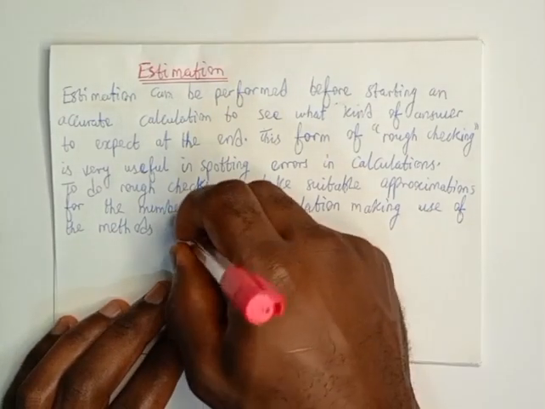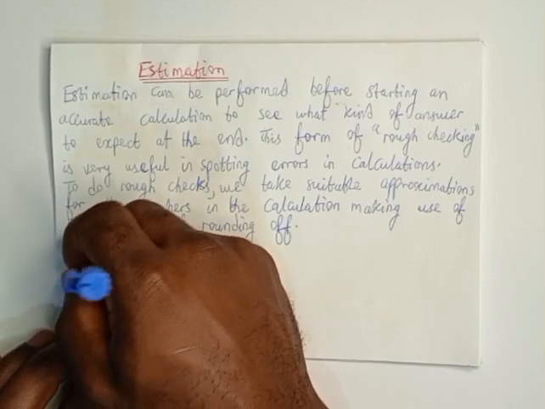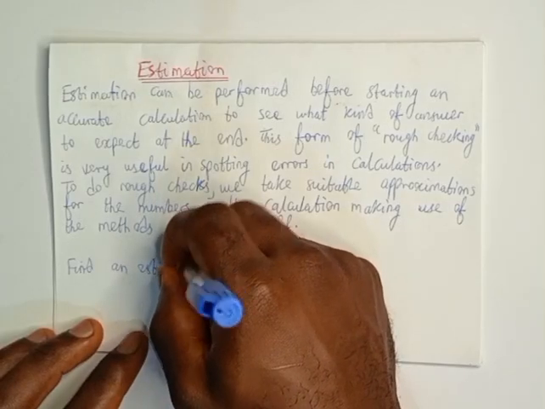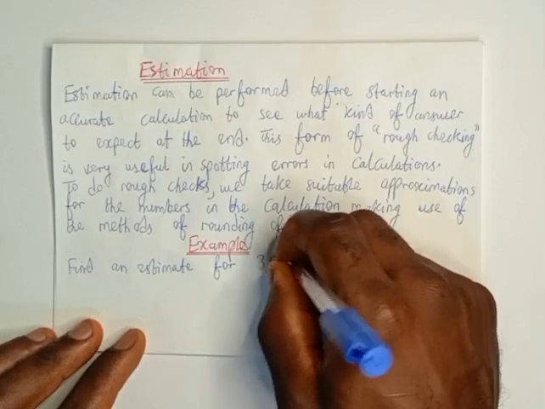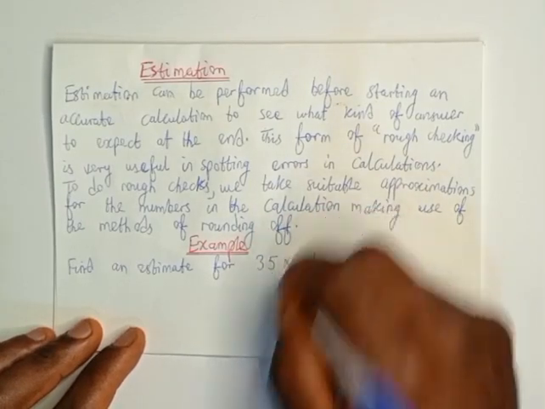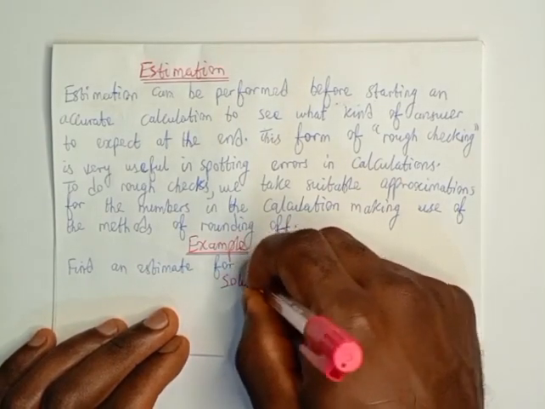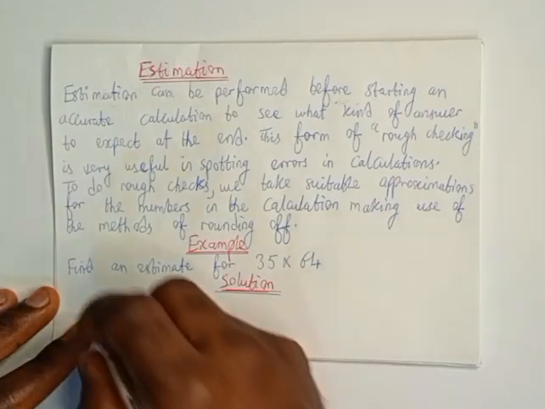Let's look at this example. It goes: find an estimate for 35 times 64. Take solution. First thing, we are going to start by approximating the numbers 35 and 64 to the nearest tens.